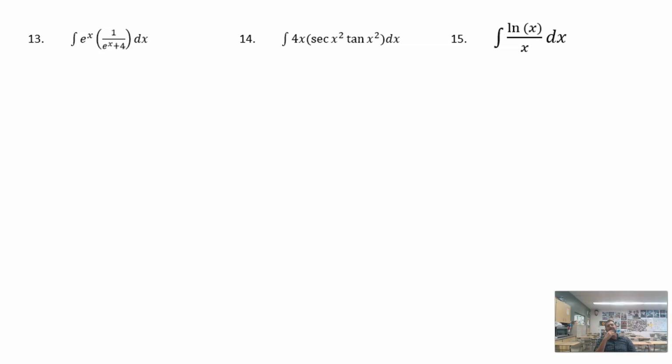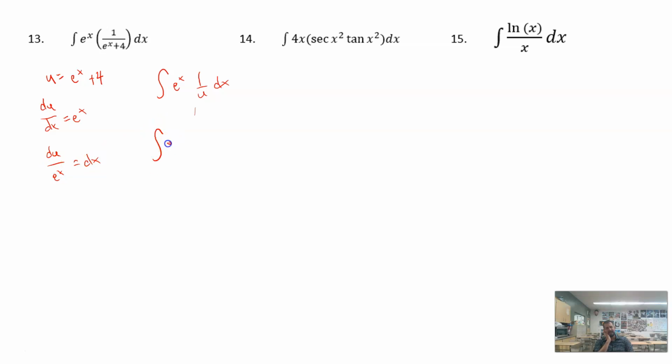Now on number 13, we're going to start doing u substitution problems. So on number 13, we've got e to the x multiplied by 1 over e to the x plus 4. In this problem, we're going to let e to the x plus 4 be our u. So I've got du dx is equal to e to the x. I also then had the integral of e to the x multiplied by 1 over u dx. So I multiply the dx over and divide by e to the x. I get du over e to the x is equal to dx.